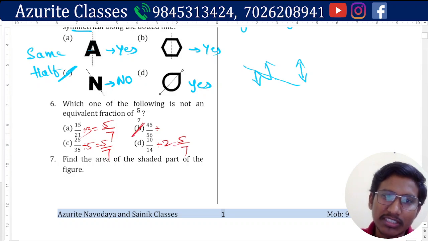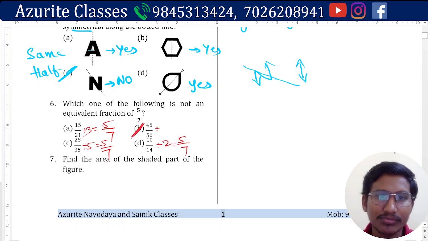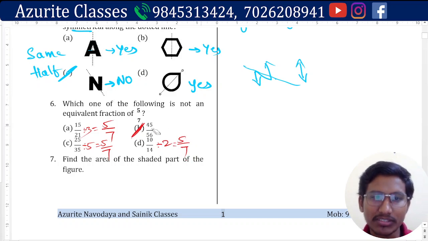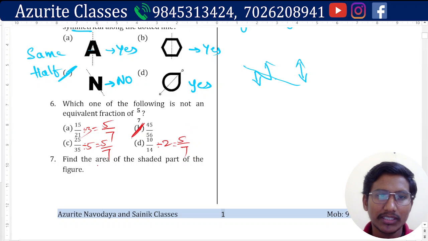So which is not equivalent? B is not equivalent, because if you divide 55 and 56, 9 fives are 45 will come. 56 is 7 eights are 56. That is not possible to divide, because there is no common factor. So this is not equivalent, it will not come as 5 by 7 when you divide. So that is why B is the answer. Okay? Okay, let's do the next, seventh question.